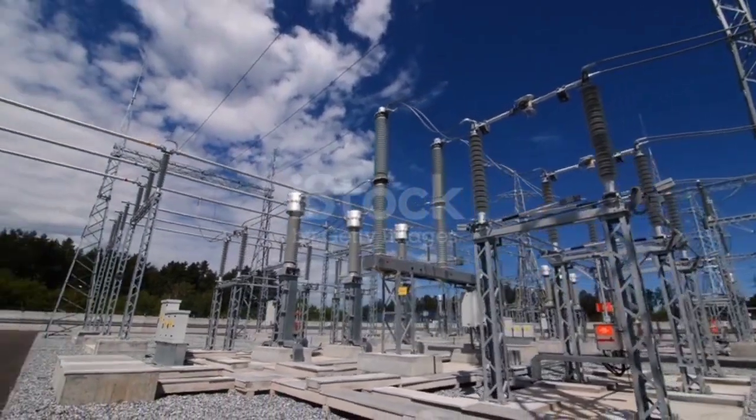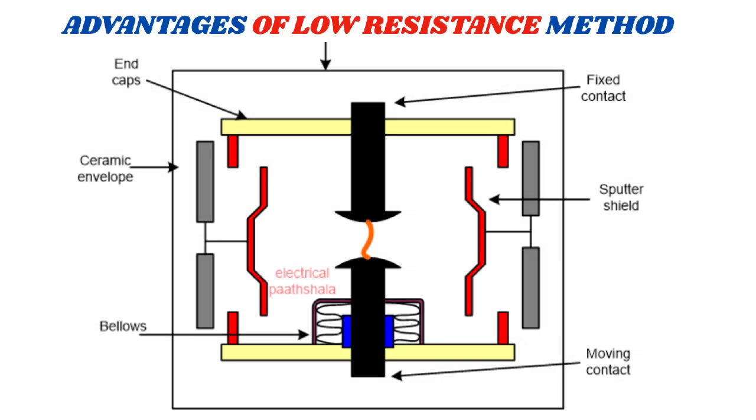1. Effective for high current applications. The low resistance method is effective for high current applications, where the arc energies are high. 2. Fast arc extinction. The low resistance method can provide rapid arc extinction, as the current is diverted away from the arc quickly. 3. Reduced contact wear.